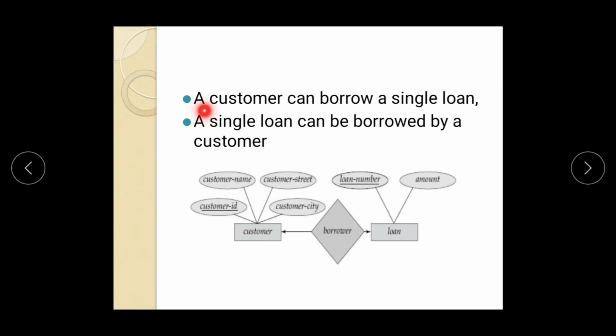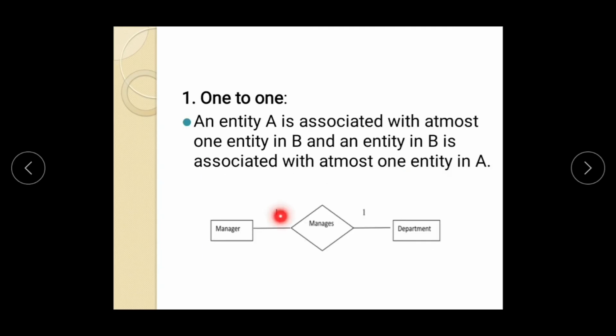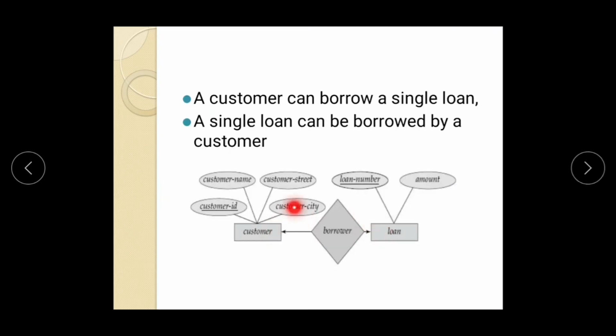Next is another example: a customer can borrow a single loan. These are two entity types, customer and loan. As I said, a one-to-one cardinality can be represented using directed lines. Here it is not written 1 1. Either we can write 1 1 without directed lines, or if we are using directed lines, the 1 1 labeling is not required. When we see this directed line, it means the cardinality ratio here is 1, and here also we can see the directed line, so it is 1 here.